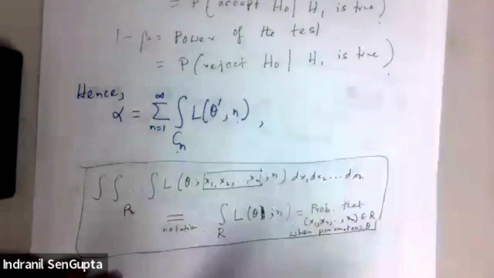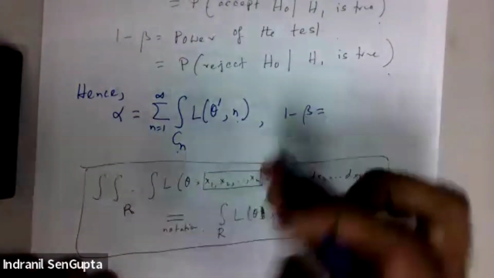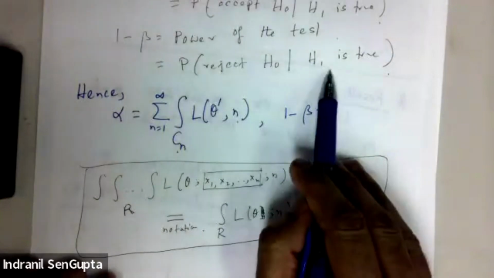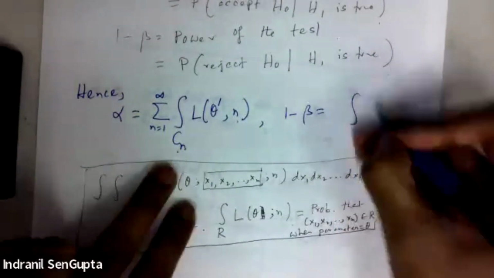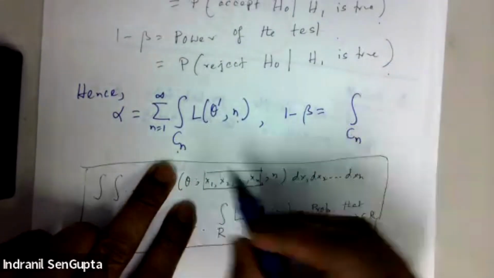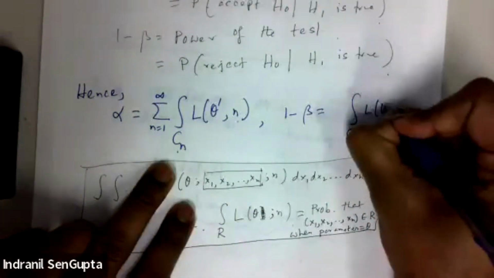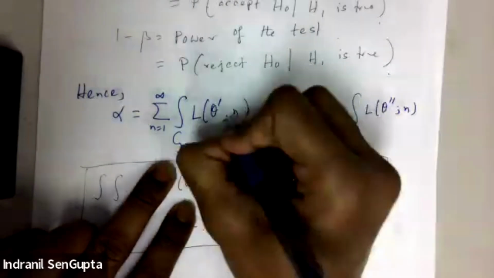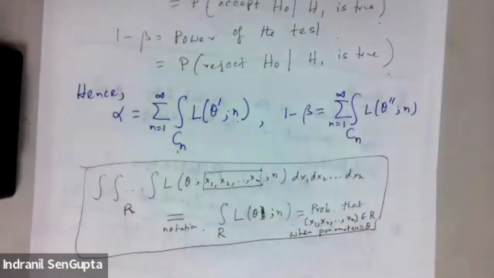Similarly, 1 minus beta, which is the power of the test, is the probability of rejecting H0 when H1 is true. So I'm rejecting means it's on Cn, and H1 is true means my parameter is theta double prime, so it's L theta double prime n, and then I'm summing over all such n's.